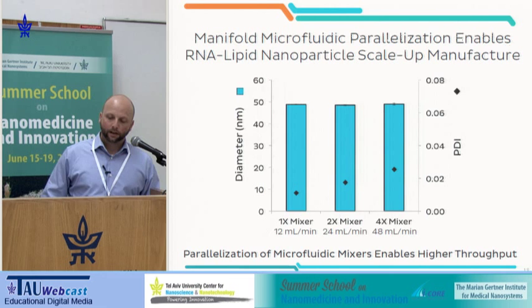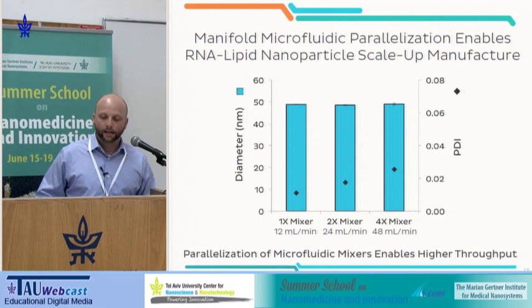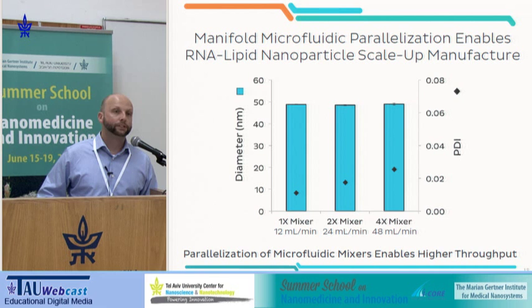And then the next step from there is to say, well, let's parallelize this and get some higher volume throughput to get the final volume at larger volumes. The data shown here shows a 1 mixer, a 2 mixer, and a 4 mixer system operating respectively at 12 mL per minute, 24 mL per minute, and 48 mL per minute. And again, we see essentially the same particles in each system after pooling the nanoparticles coming off the parallelized mixers. So this has been very encouraging for us. We're now working with pharmaceutical partners to scale up their drugs at very large scales.